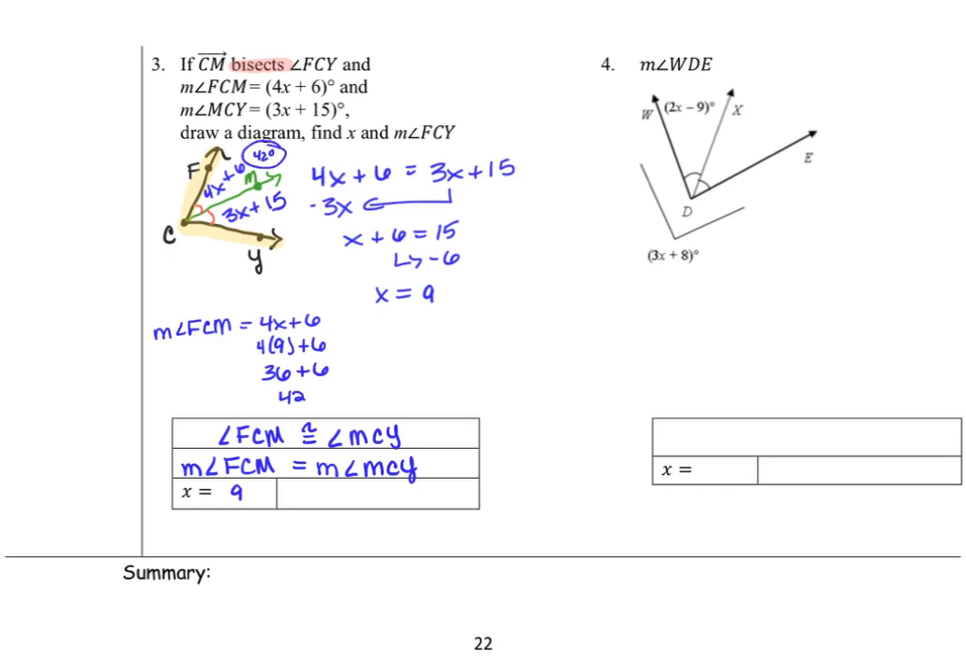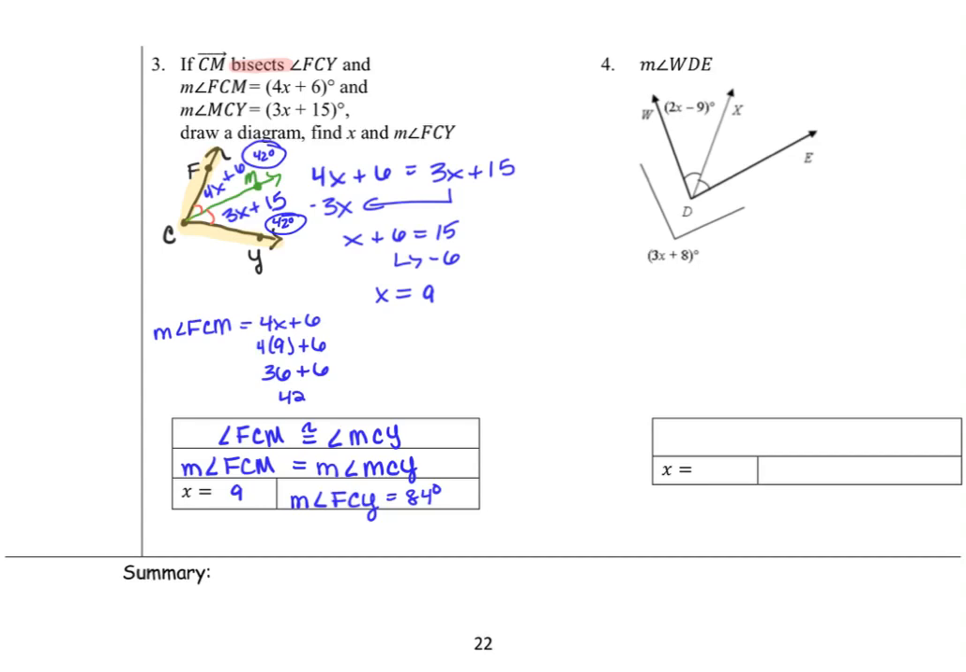And the question is asking me for the larger angle. So if this angle is congruent to this angle, then I know that the measurement of angle MCY is also 42 degrees. So now all you have to do is add these two together. So I know that the measurement of angle FCY is equal to 84 degrees by adding these two together. For this next problem, we're looking at measurement WDE. So let's go ahead and find that one.